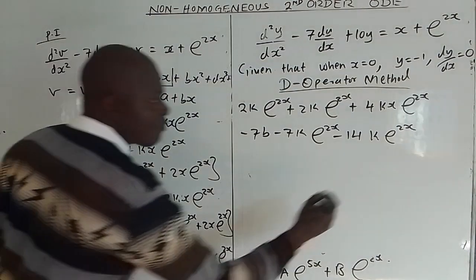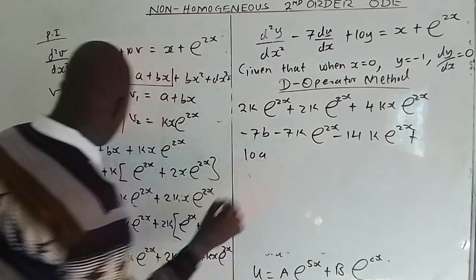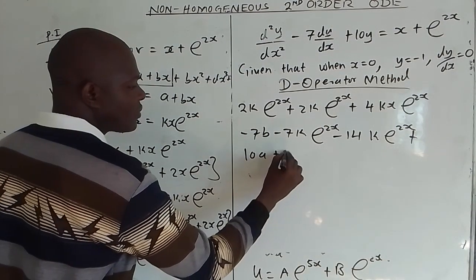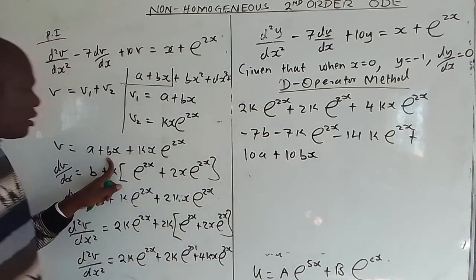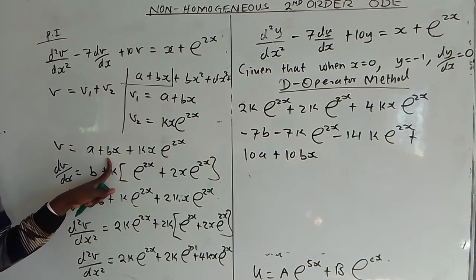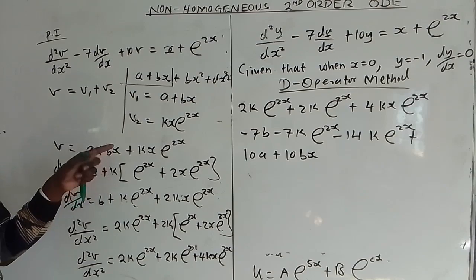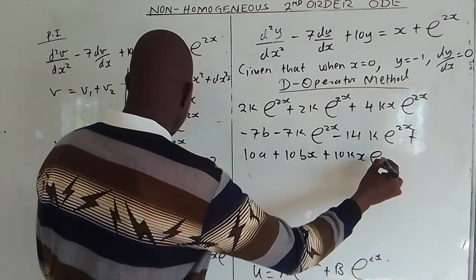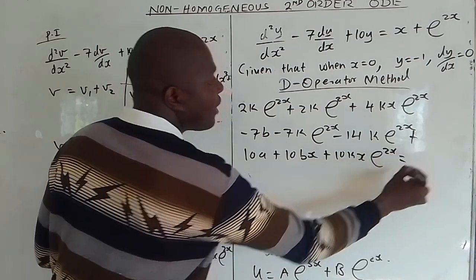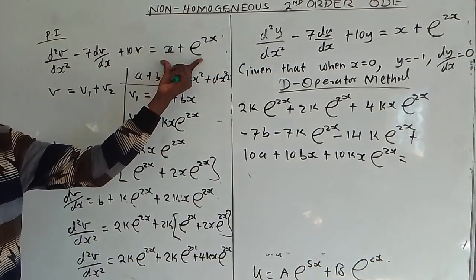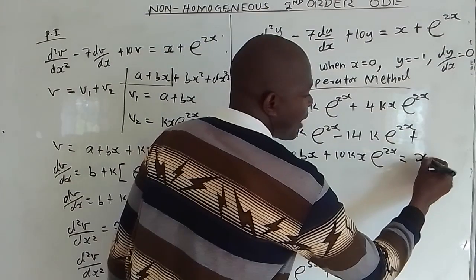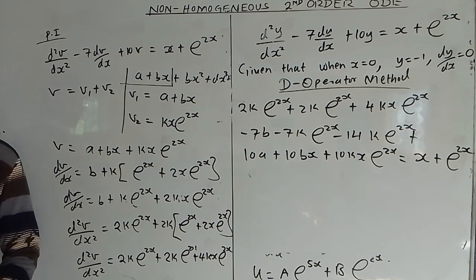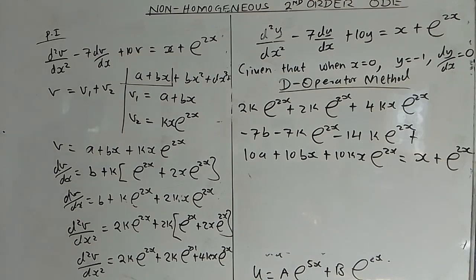So start. 10 times a, plus 10a. Then you go again, 10 times bx plus 10b plus 10bx, isn't it? Then you move again. 10 times this plus 10kx exponential. Then the whole of that is equal to what? x plus exponential 2x, isn't it? Are we together? It's x plus exponential 2x.